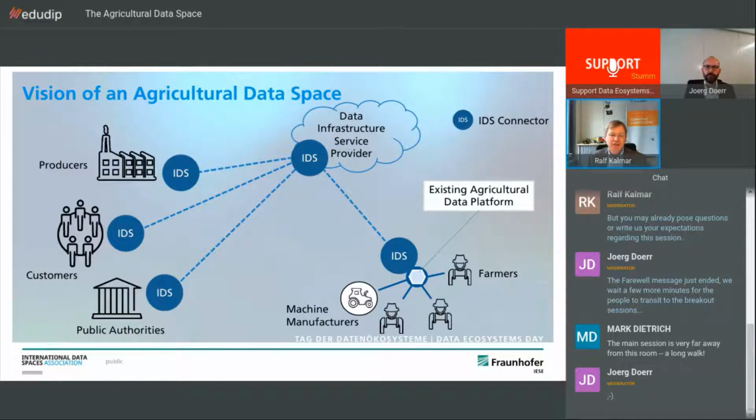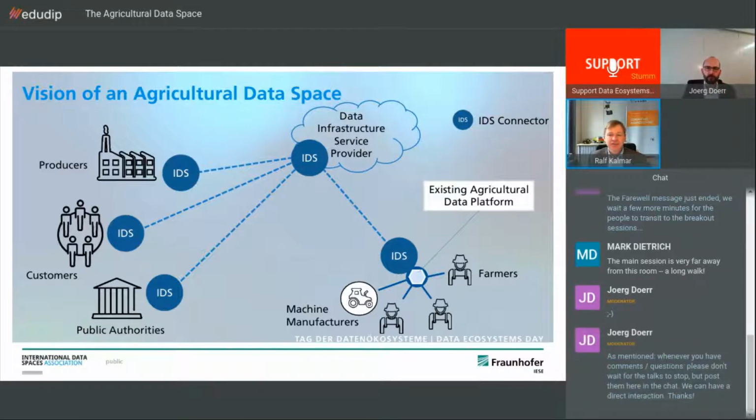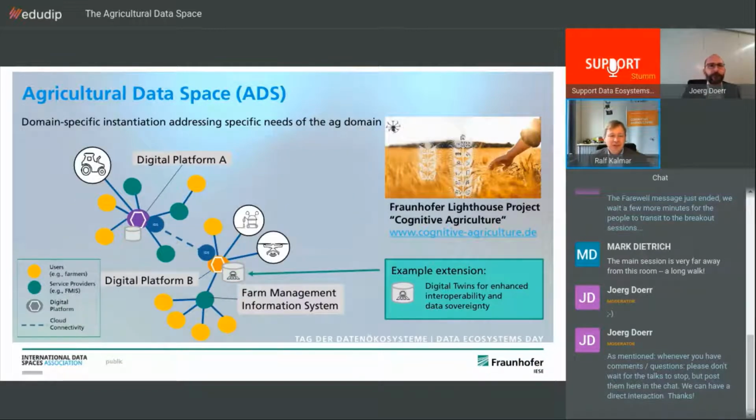So I put here one example of an existing agricultural data platform, and of course one goal would be to extend the outreach of such data platforms towards the value chain, also in food processing and sales. On the other hand, of course, also the interaction and inter-exchange between platforms within the agricultural domain could be, or should be, eased with such concepts.